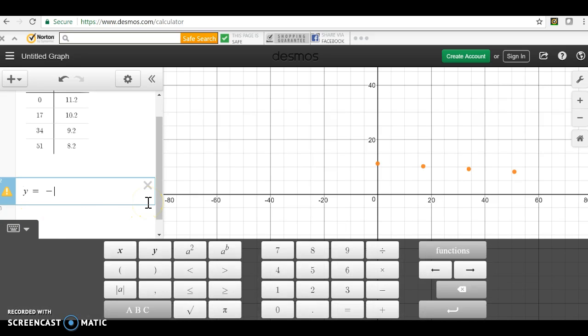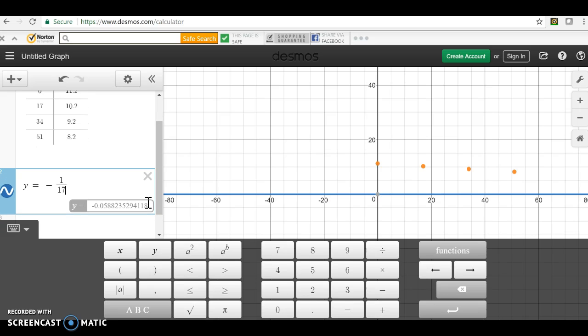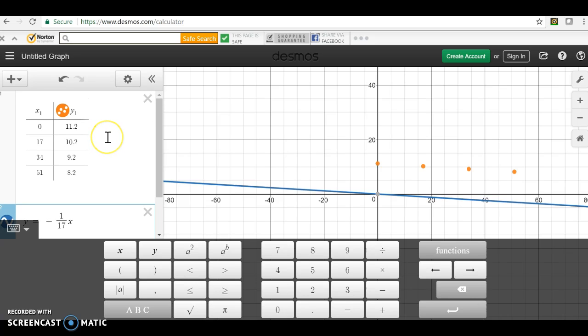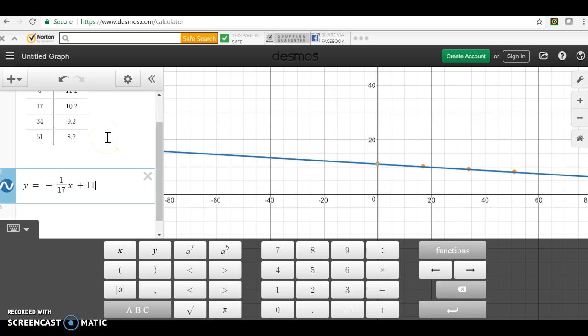Negative 1 divided by 17 x. What was it? Plus 11.2. Oh, there it is. It matches. It goes through each of the points, so I know that that's correct. So my equation is correct.